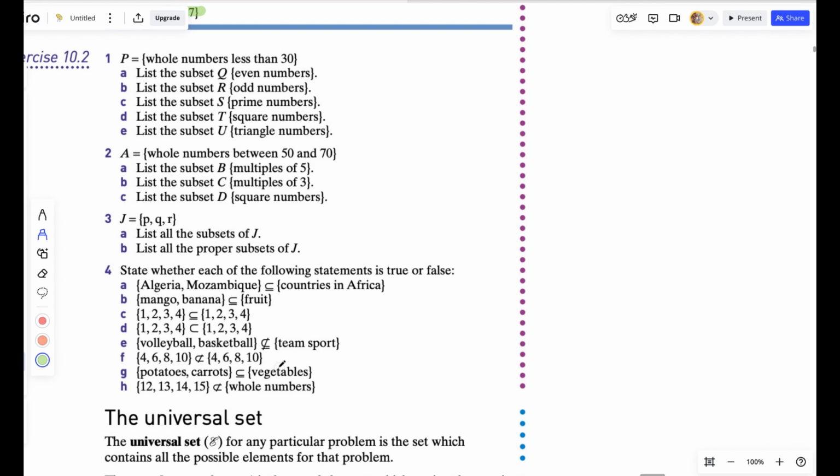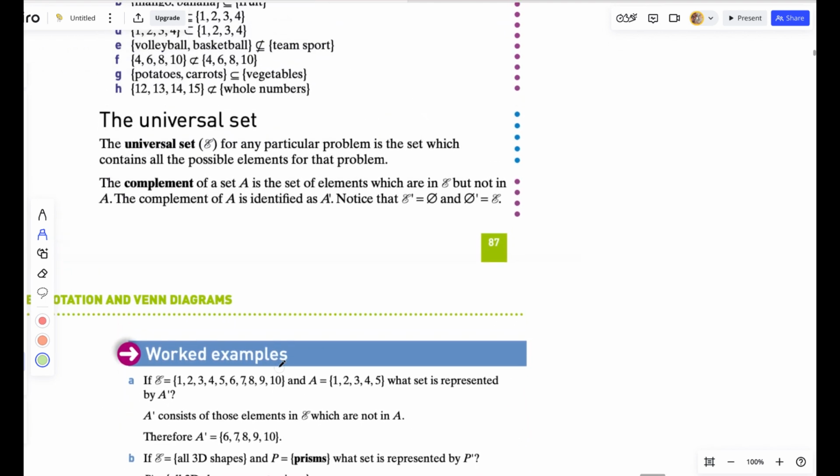Now let's go to the next one, which is called the universal set. The universal set is a set of all the things that have been given to you. It addresses all the elements that are found in the problem you have been given to solve. When we say complement of set A, it means all the elements that are in the universal set but are not in set A.